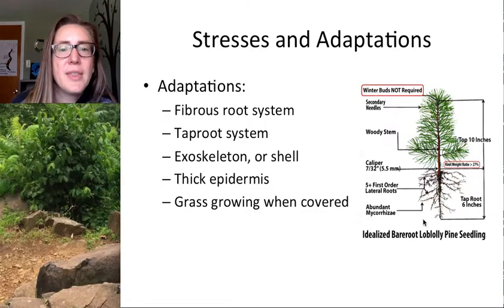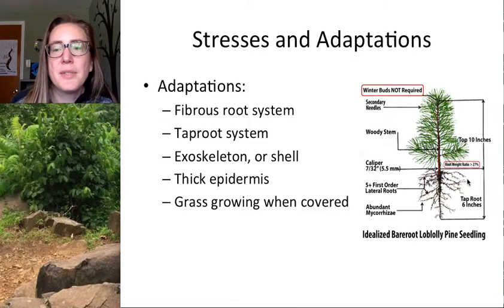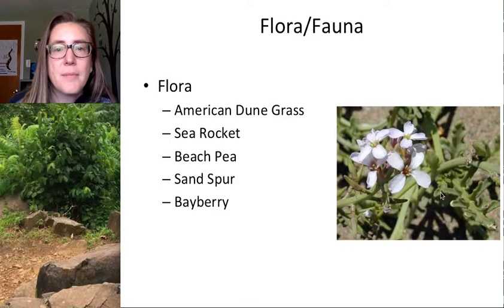So the adaptations that they have: the fibrous root system that runs horizontally. A lot of the flora have tap roots. The fauna then have exoskeletons or some type of shell covering, thick epidermis if it is a plant, and grass growing when covered. So when those dunes have grass growing on top of them, again, the grass acts like a snow fence. It's going to help to prevent some of those stressors.